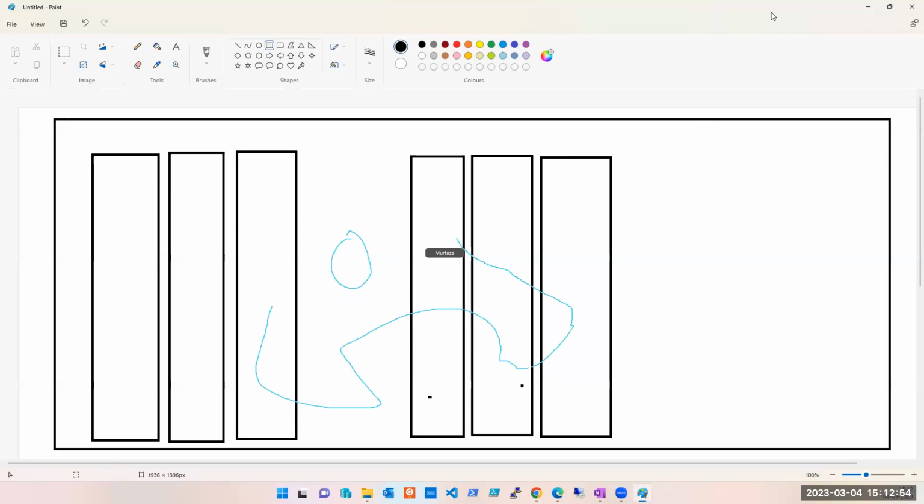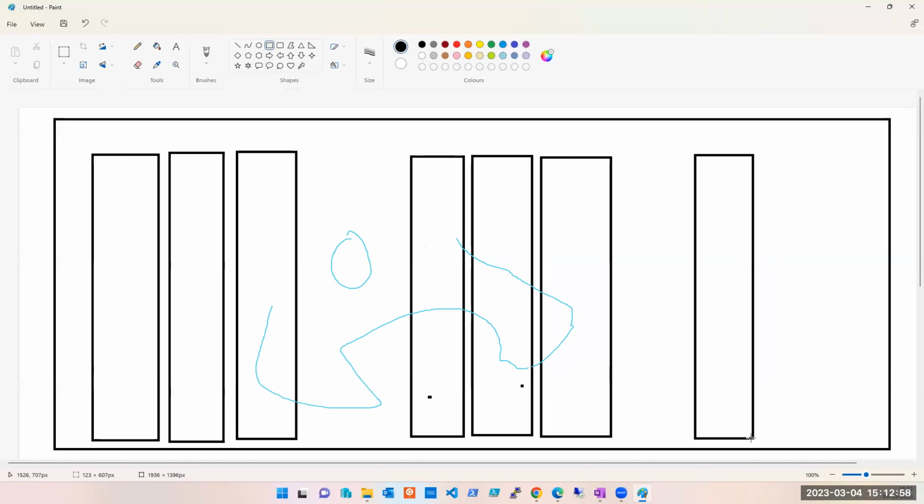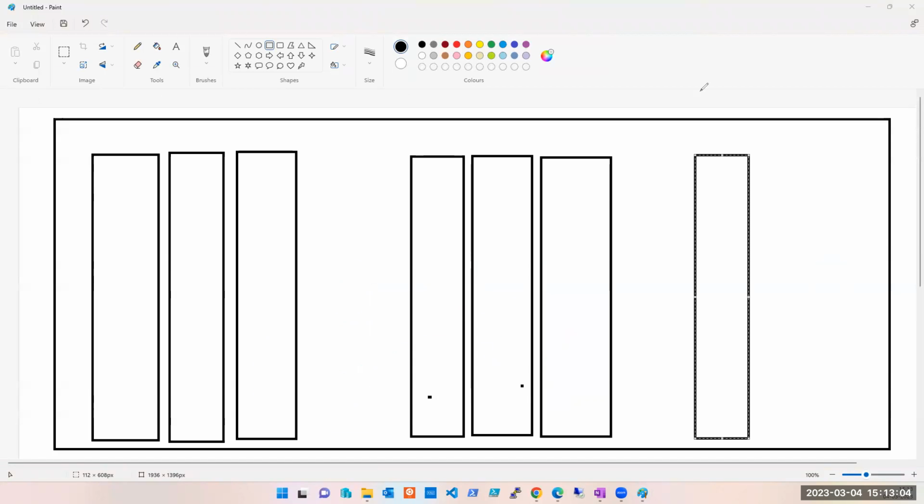Murtaza, are you using a pen on the screen? Oh, I'm really sorry. I didn't know how that started. No, no worries. I thought you were trying to highlight something.